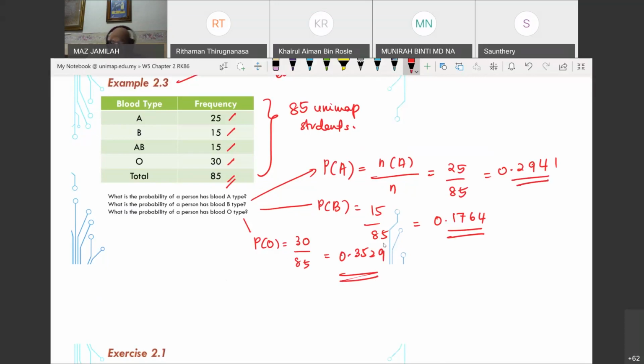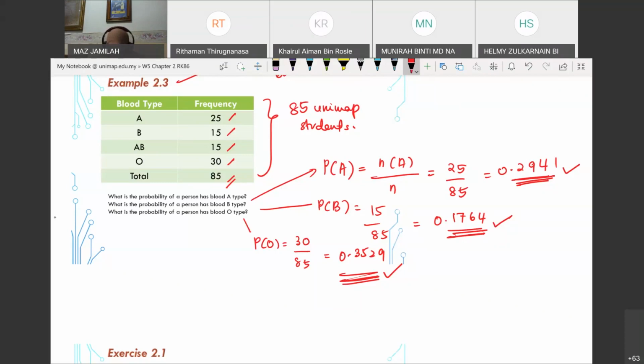Now class, my question. What can you observe from all these probability values? Can someone answer? What can you observe from these probability values? O has the highest probability. Yes, the probability of a student with blood type O is the highest with the probability of 0.3529. That means that 35% of our 85 students have blood type O.